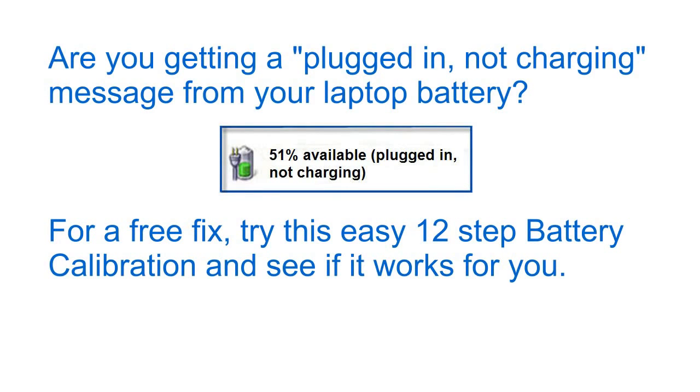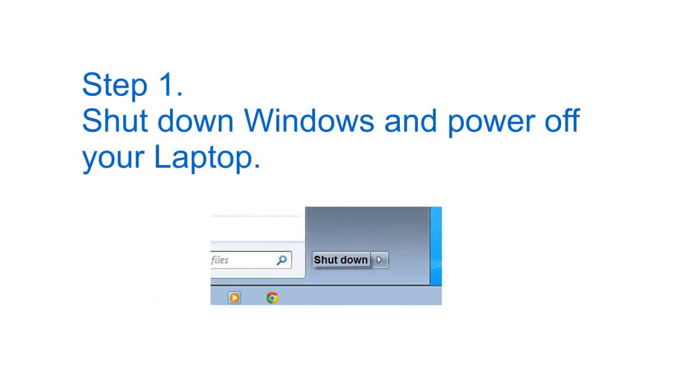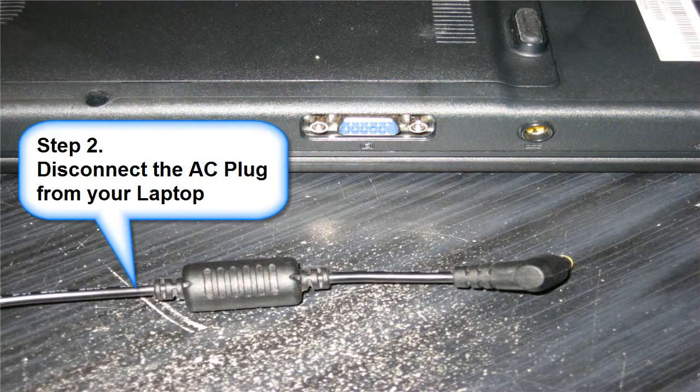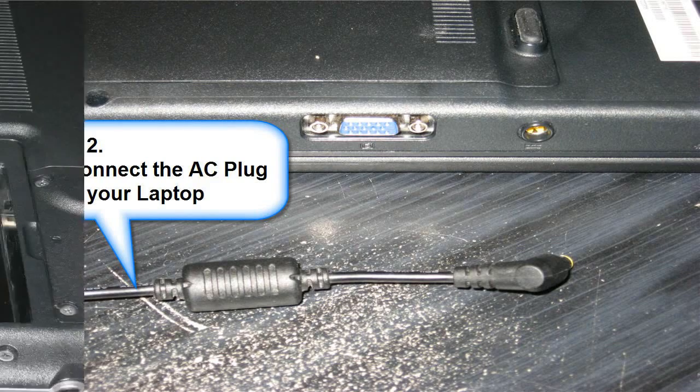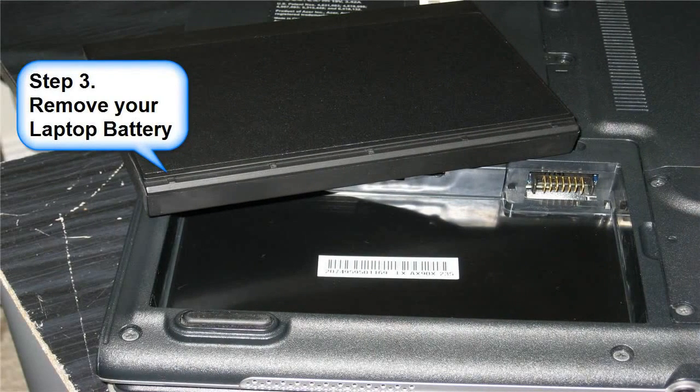Are you getting a plugged in not charging message from your laptop battery? Well, for a free fix, try this easy 12-step battery calibration and see if it works for you. Step 1. Shut down Windows and power off your laptop. Step 2. Disconnect the AC plug from your laptop. Step 3. Remove your laptop battery.